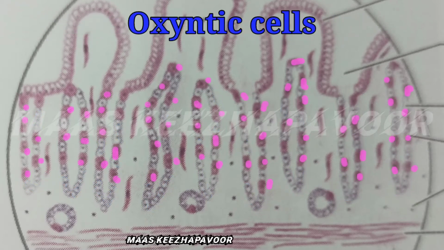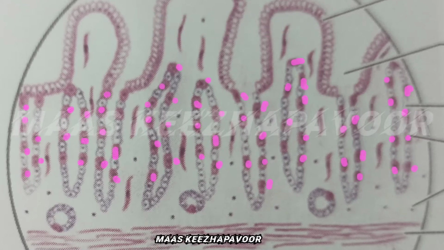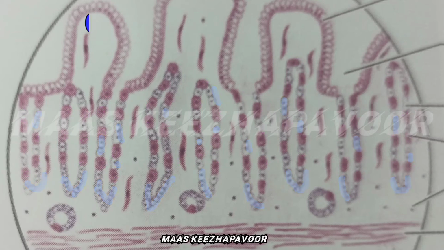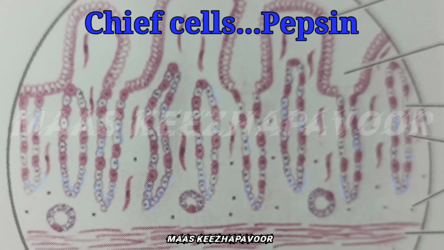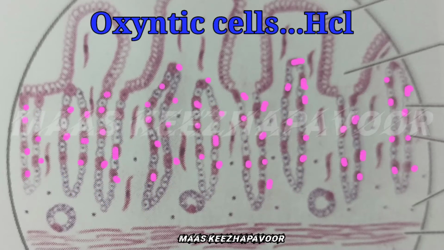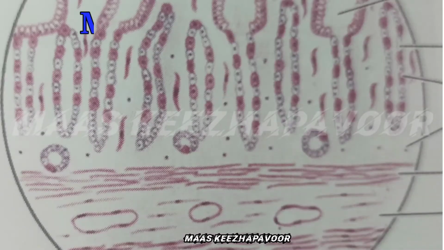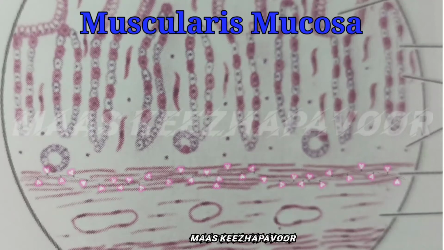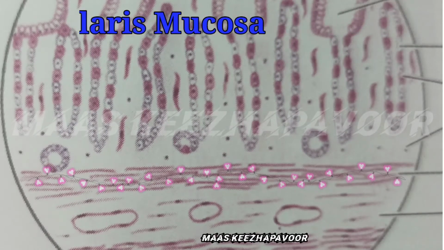The oxyntic cells are large, ovoid or polyhedral and have large central nucleus. They are numerous in the upper half of the gland. Chief cells produce digestive enzymes like pepsin, and oxyntic cells produce hydrochloric acid. The muscularis mucosa is made up of circular and longitudinal layers of smooth muscles.